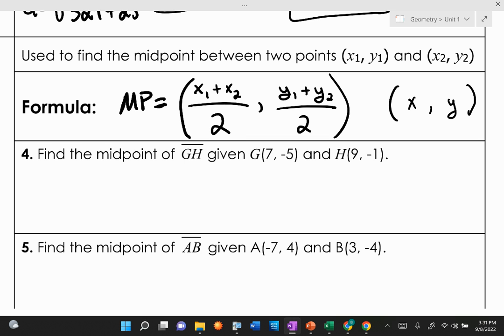Can you just do the distance formula and then divide by 2?